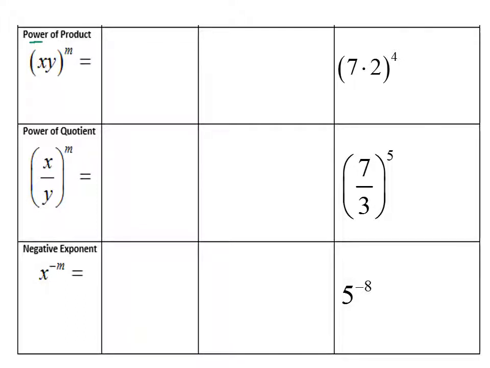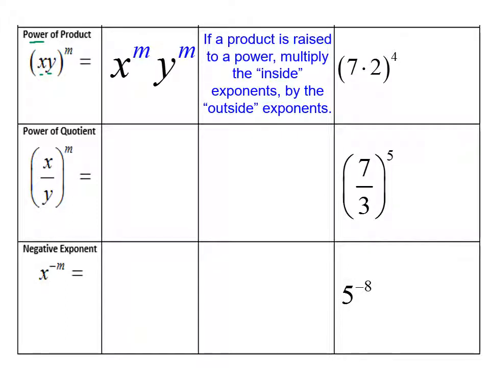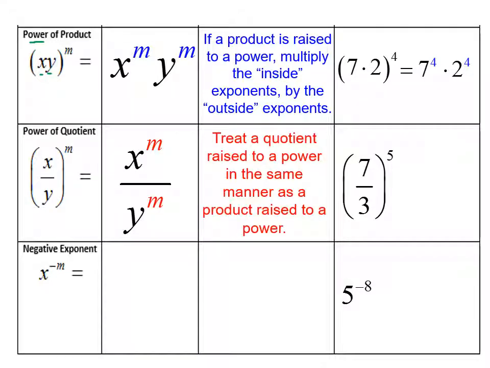Power of a product means multiply. We're going to raise each individual term to the m power. So this is x to the m, y to the m. If a product is raised to a power, multiply the inside exponents by the outside exponents. Power of a quotient, x over y raised to the m power. Treat a quotient raised to a power in the same manner as a product raised to a power. So we're going to raise 7 to the 5th power over 3 to the 5th power.